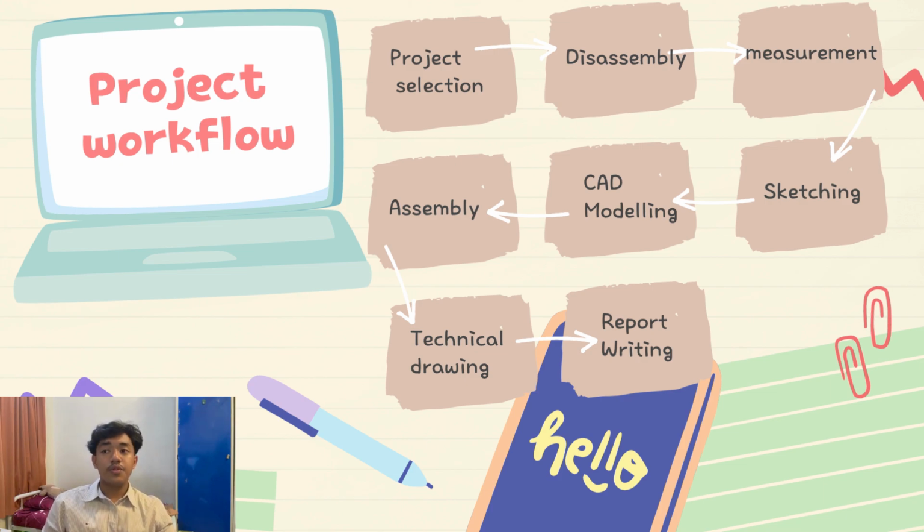So next, we are going to talk about the project workflow. First and foremost, our group did a project selection where we chose our item, which is the scissors. And next, we disassembled the scissors and we did the measurement of the scissors. And next, we did the sketching of our disassembled product, and we did CAD modeling and also assembly in the CAD. Next, before the last step, we did technical drawing, and the last step is report writing.